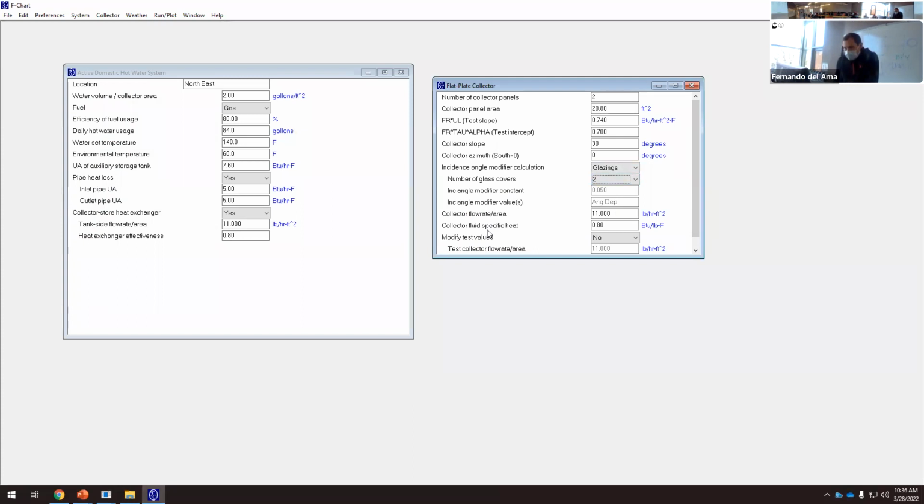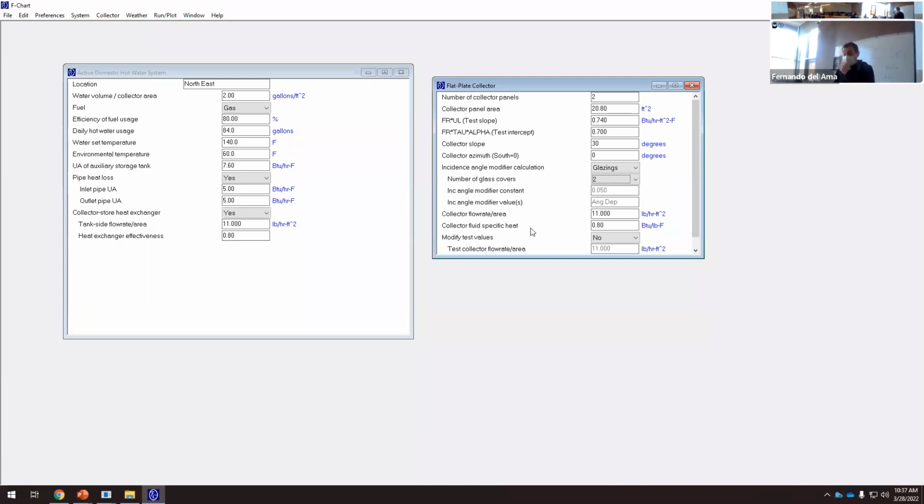Collector flow rate. Okay, so this is tank side flow rate area and collector flow rate area. Well, these 2 values, in this case, they are the same. So we assume that the flow rate in this circuit is the same as the flow rate in the collector. Okay, so the flow rate that we have here is the same flow rate that we have in the collector. It makes sense, but it might be different. Okay, so in this case, leave this number.